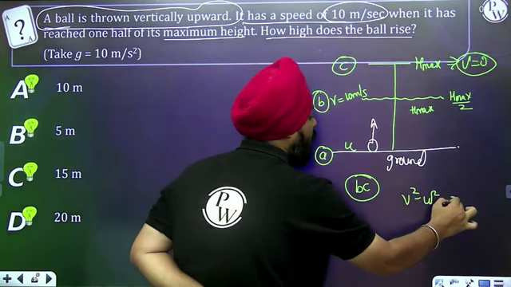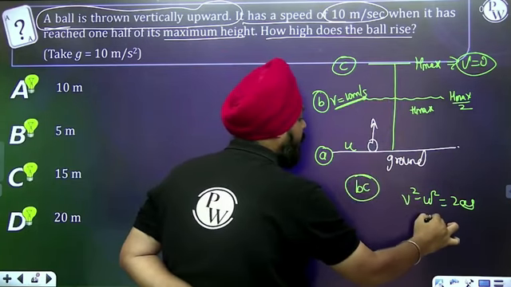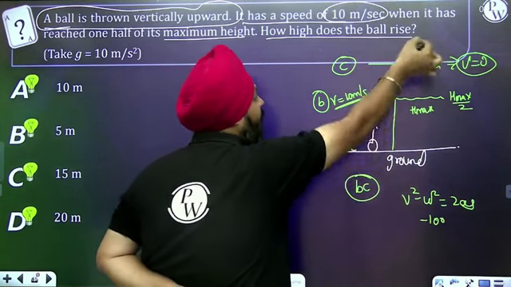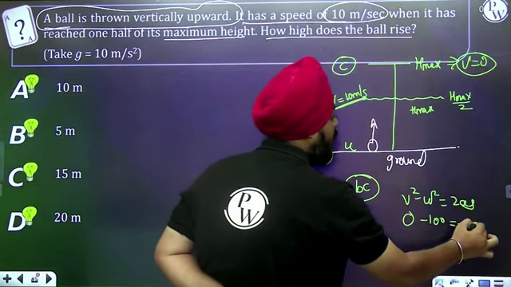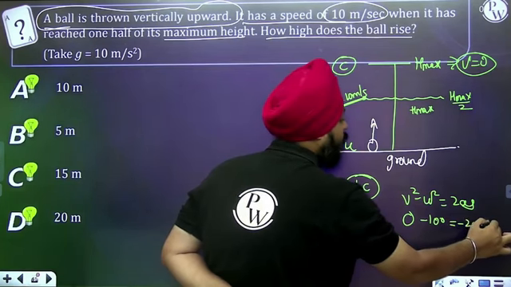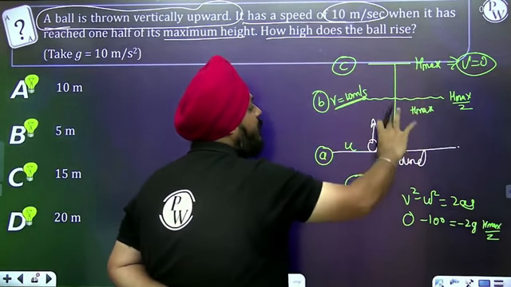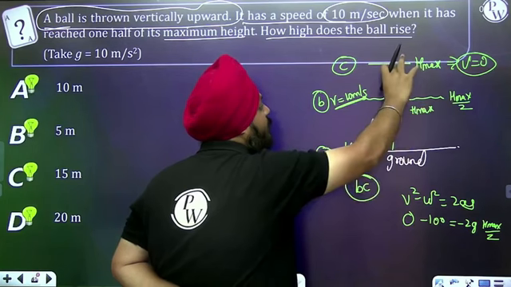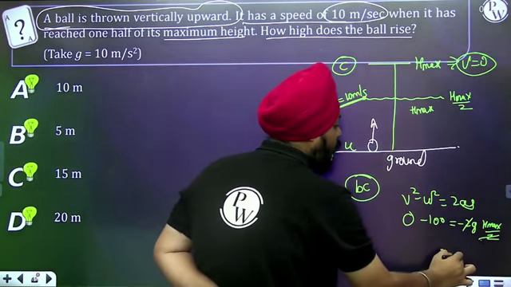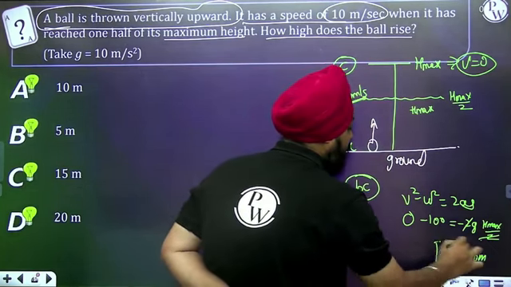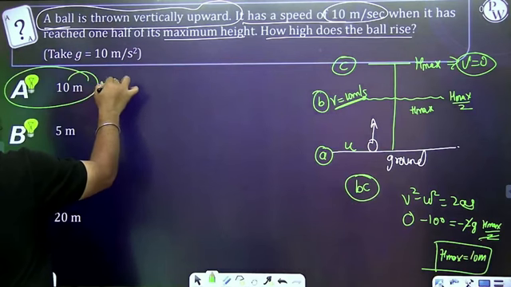v square minus u square is equal to 2as, right? For BC, this will be the initial value, minus 100. At this max height, the final velocity is 0, minus 2g into s. s is h max by 2. h max by 2 height is covered. This is h max, this is half of h max, so this one is the remaining half. So 2 is going to get cancelled. h max you are going to get as 10 meter. Simple. A is the perfect answer for this specific question.